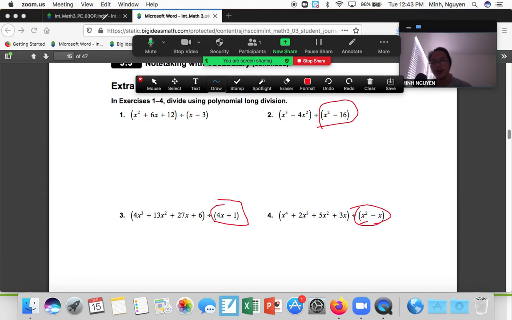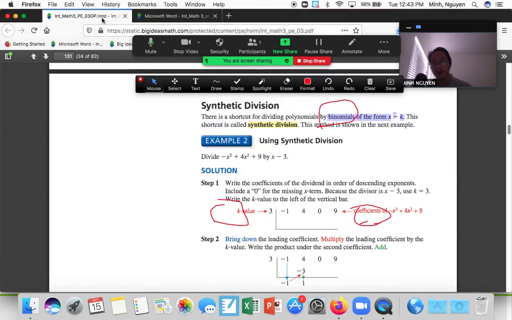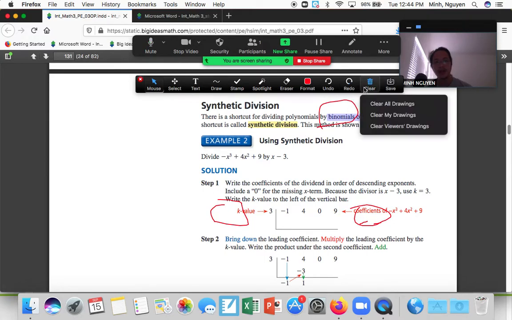So yeah, that's synthetic division. It's a shortcut, should make your life easier. But for sure, I understand that it's tough to familiarize yourself with it. So if you have any questions, please let us know.